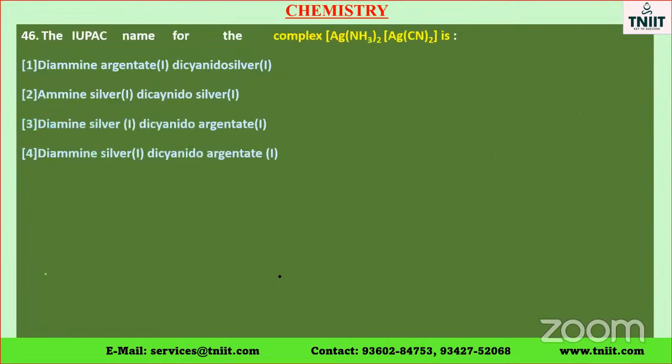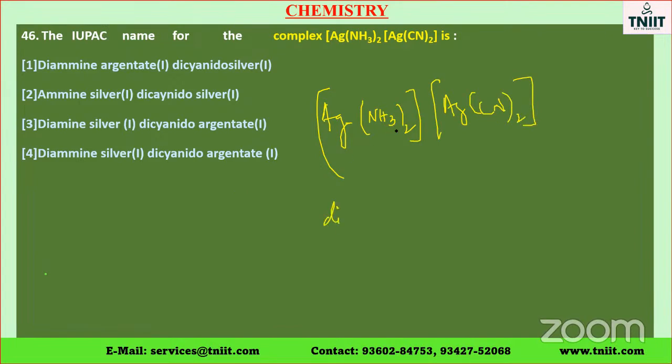The next one, the IUPAC name of the complex. The complex they've given us is [Ag(NH3)2][Ag(CN)2]. So it will be diamminesilver, a cation here, so it will be 1, and here dicyanoargentate, an anion here. This is coordination isomerism. Here also argentate will have oxidation number 1, and silver will have oxidation number 1. But here it is named as silver, and here it is named as argentate. Hence the answer for this question is option 4.